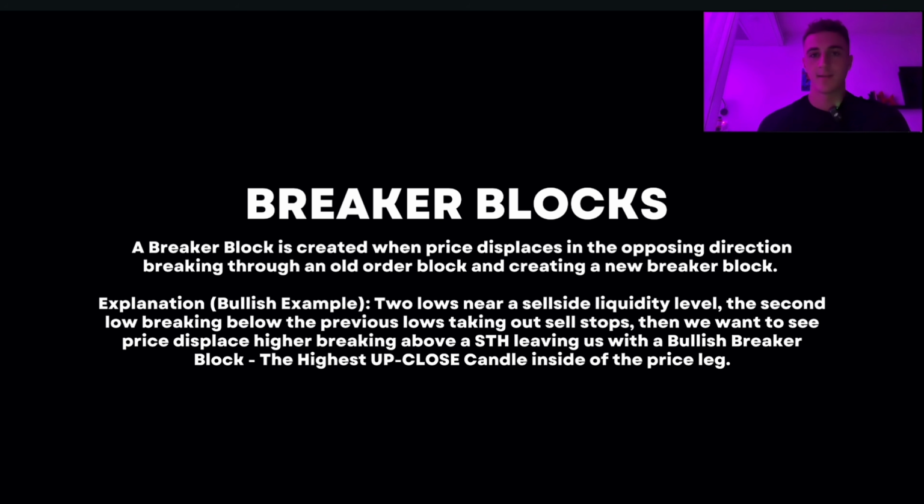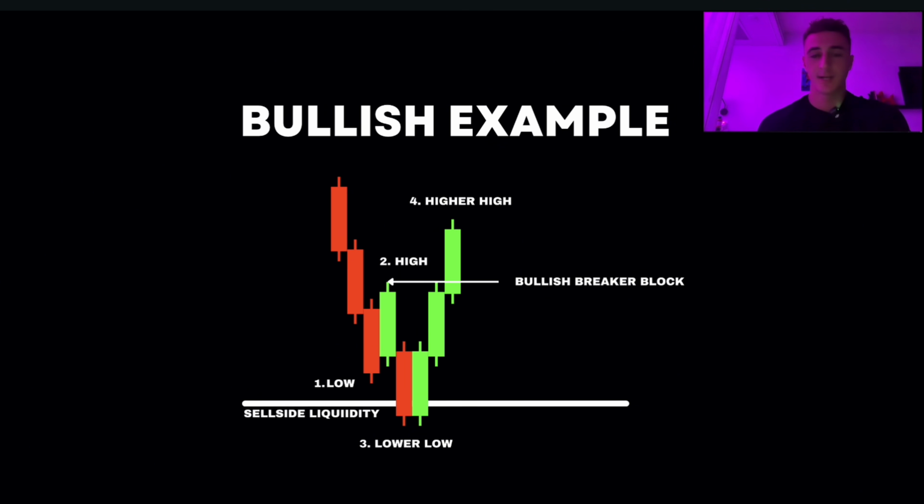To explain things a little better, and so you can visualize this for yourself, I've created a little diagram for you. As you can see, we are approaching a sell side liquidity level. Number one, we form that low. The first low gets formed near the sell side level. Number two, it's followed by a swing high.